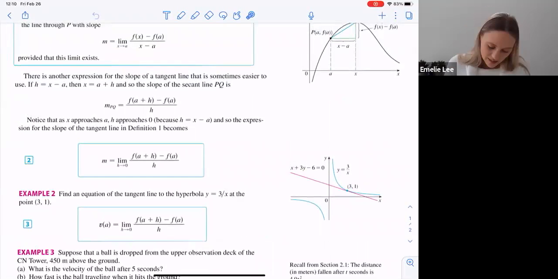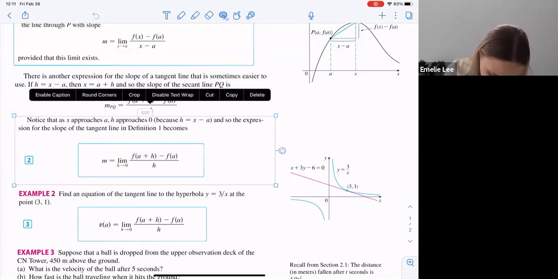Like I said, what you need to have from this section is this relationship here. So let's bring it in here.